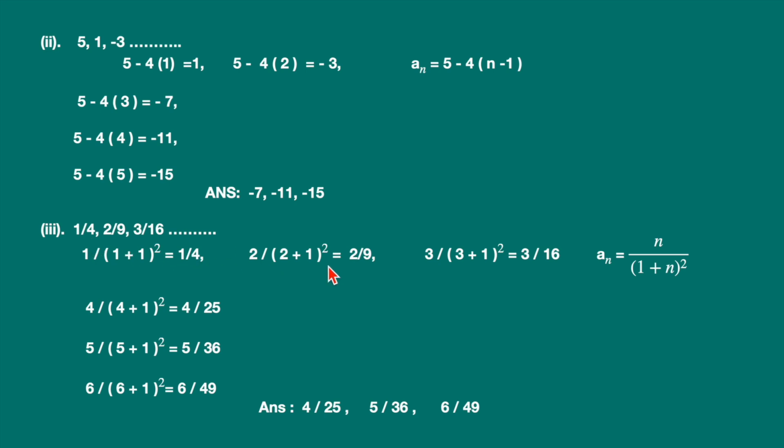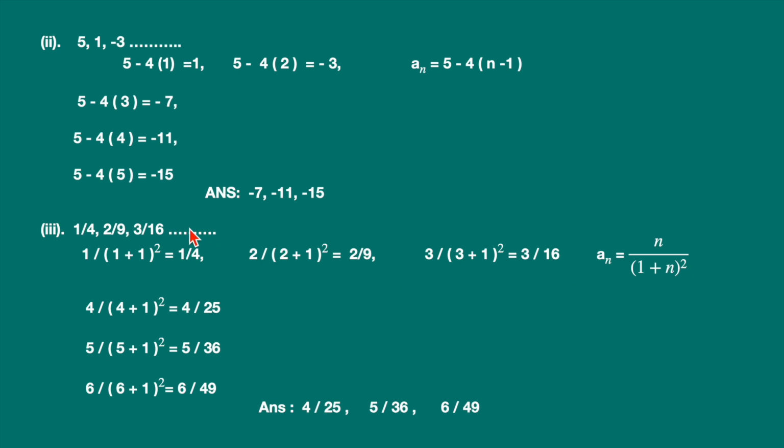Second term, let us try to write. So we know that 9 is 3 square, is it not? Okay, so 2 upon 2 plus 1 the whole square will give us the second term. This will be 3 upon 3 plus 1 the whole square. 3 plus 1 is 4. 4 into 4 is 16. So here it is. So what we can say from this? The nth term will be n upon 1 plus n the whole square.